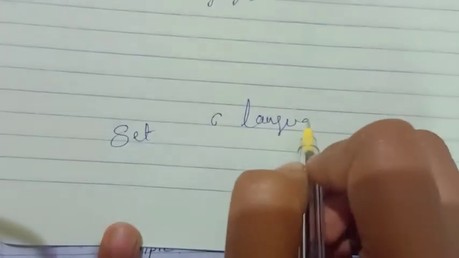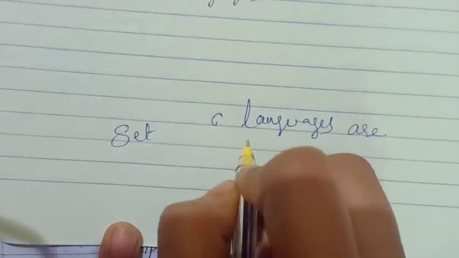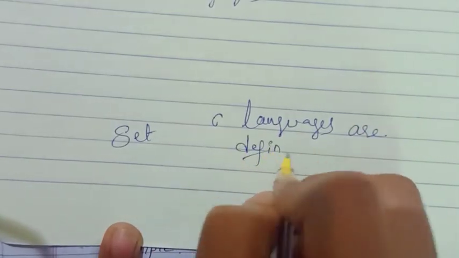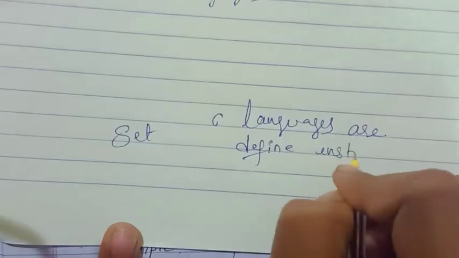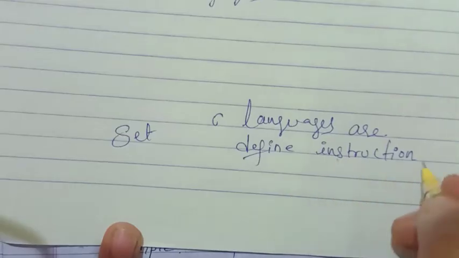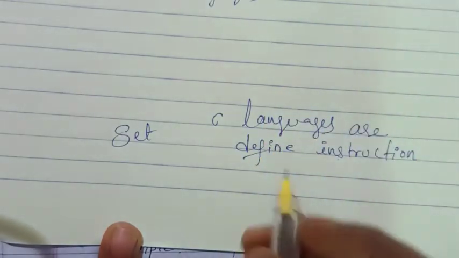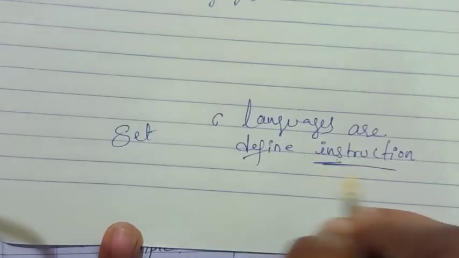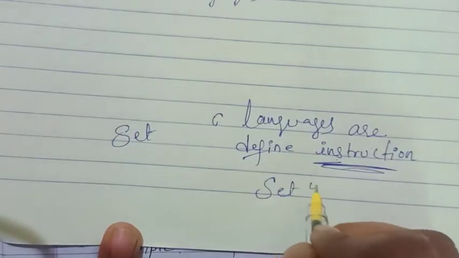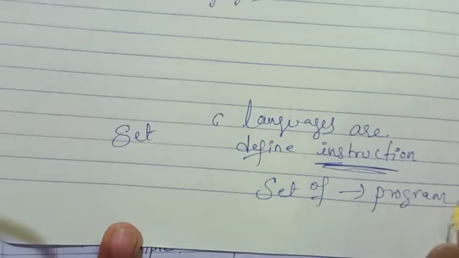Basically, all these languages are defined to write instructions, right? We have discussed this in the beginning, that is, to write the instructions in a computer-understandable language. Computer languages are defined, and in them, the total set of instructions is known as a program.